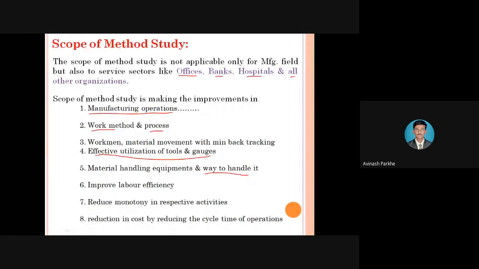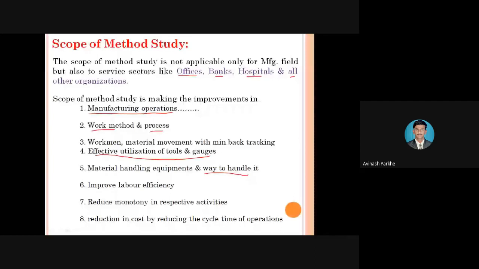And while handling, how to handle that particular material handling equipment, such types of training is also provided to the workers, because sometimes we have to take one component from one station to another station, from that station to the third station.